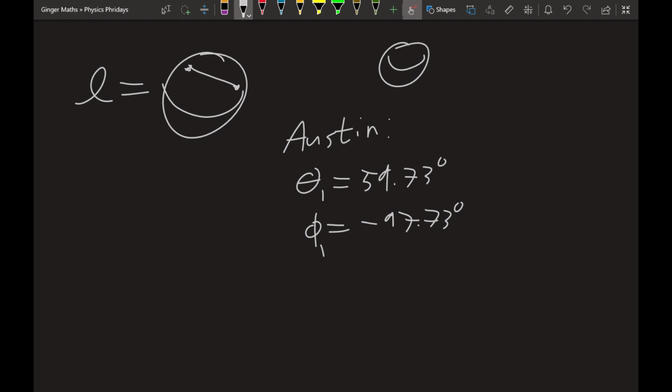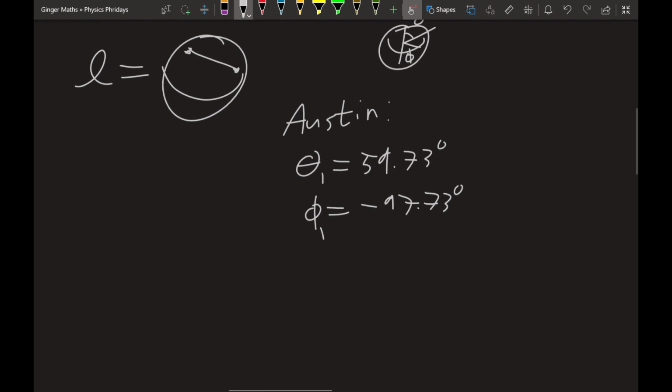Now, I would like to point out that this is using the physics convention. So if I was to draw a sphere here, this angle right here is going to be theta, and this angle right here on the xy plane is going to be phi. Just want to point that out.